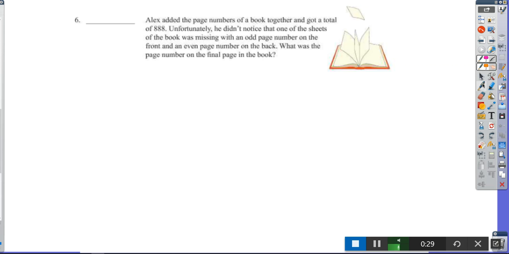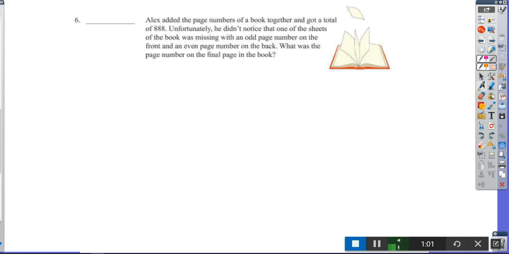So, Alex added the page numbers of a book together and got a total of 888. Unfortunately, he didn't notice that one of the sheets of the book was missing, with an odd page number on the front and an even page number on the back. Now that's going to be important, knowing that the smaller of the two numbers that is missing in the count has to be odd, and the larger of the two numbers must be even. What is the page number of the final page in the book?